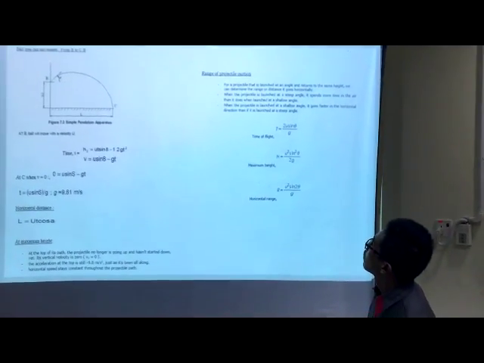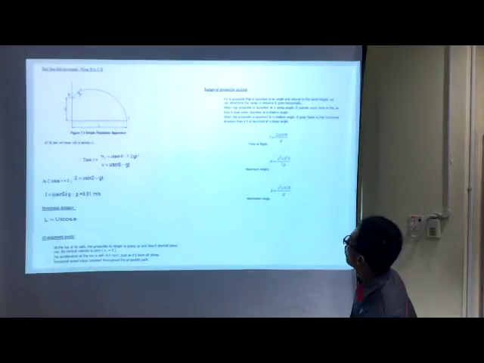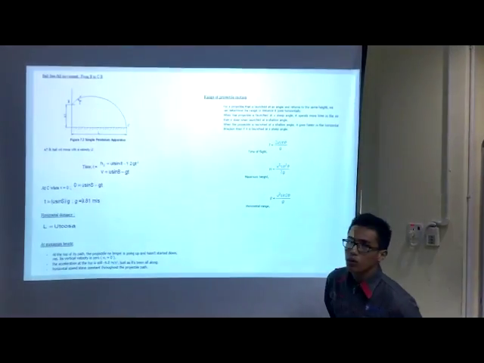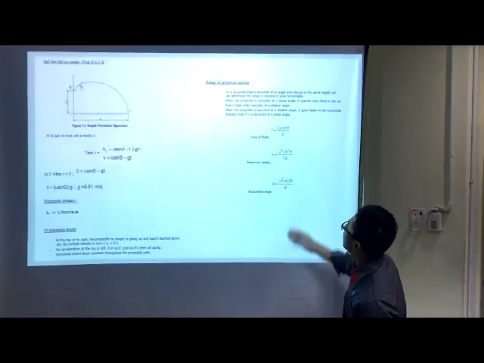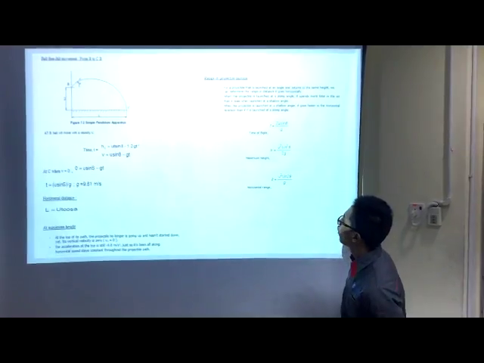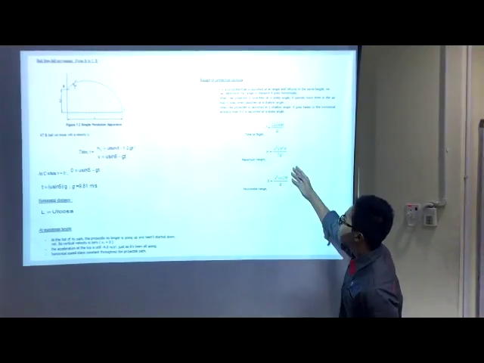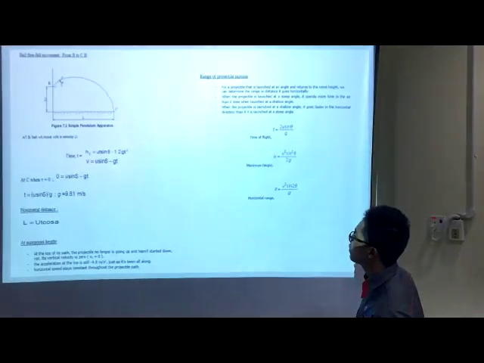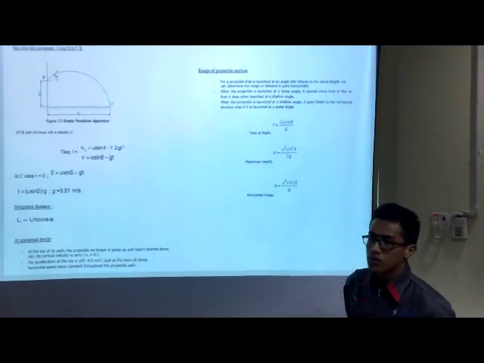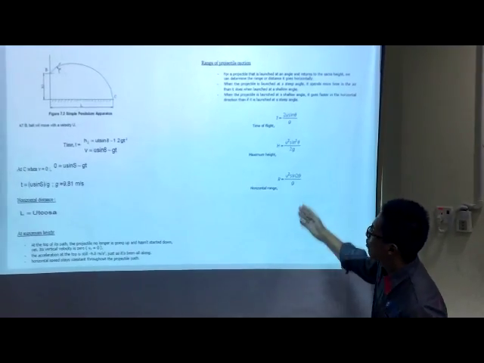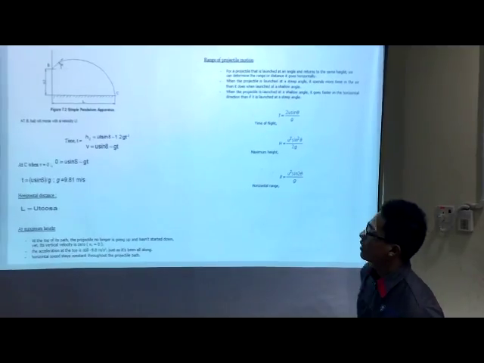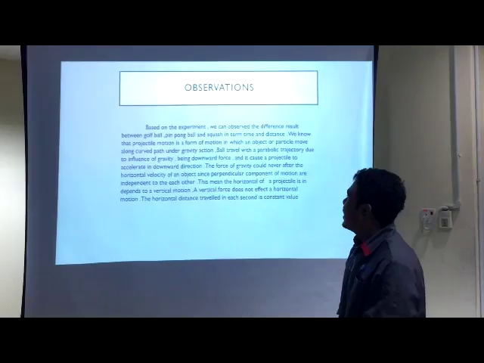So for the range of projectile motion, we can calculate the time of flight by using this formula, and we can know the maximum height by using this formula, and we can know the horizontal range or the distance traveled by the ball by using this formula. Okay, that's all from me. Thank you.